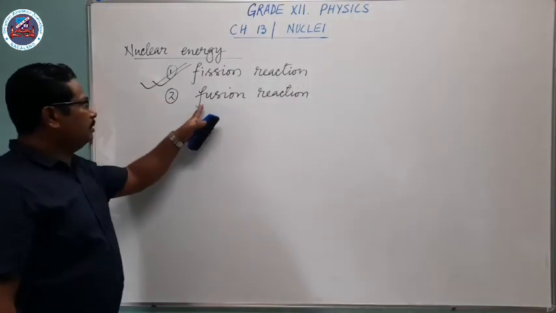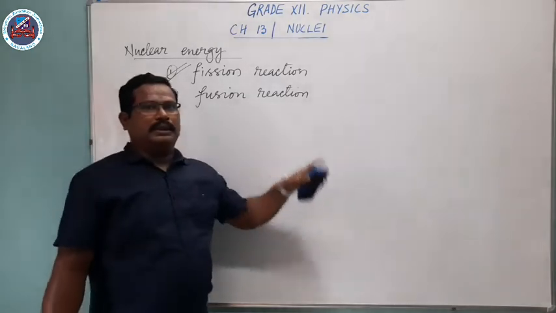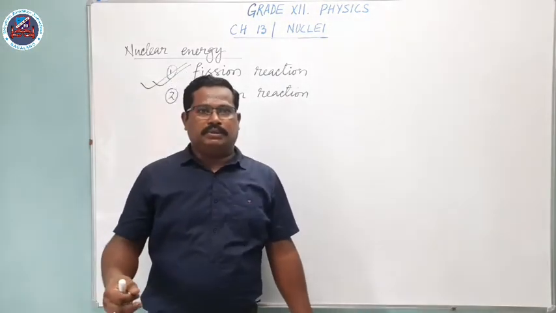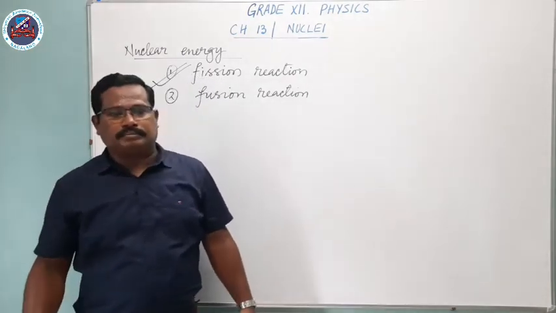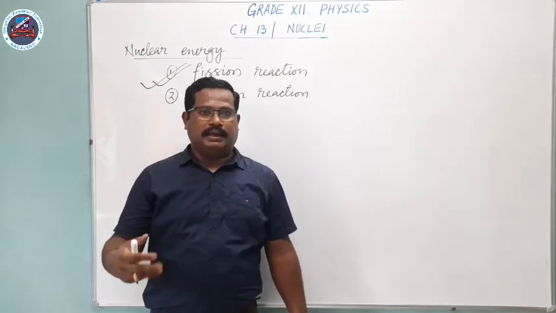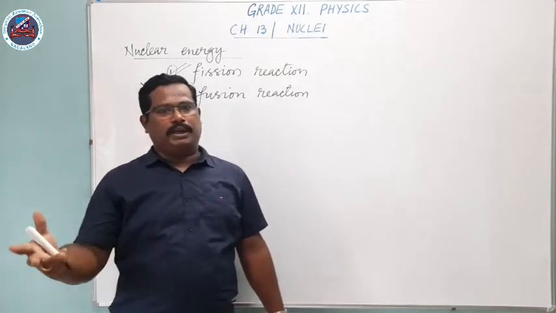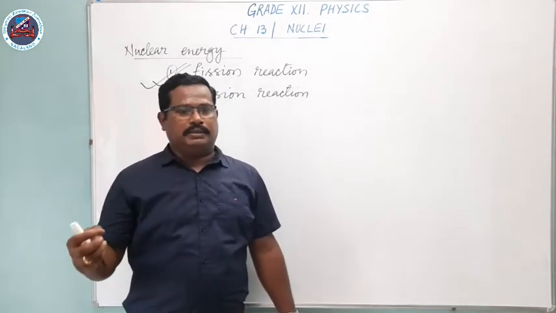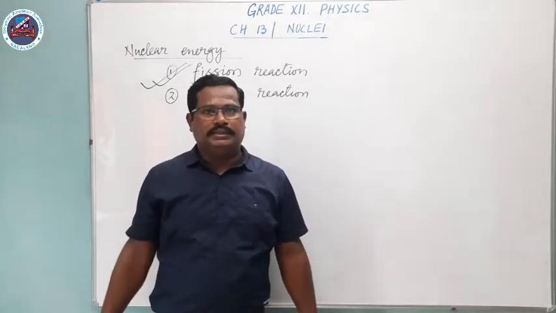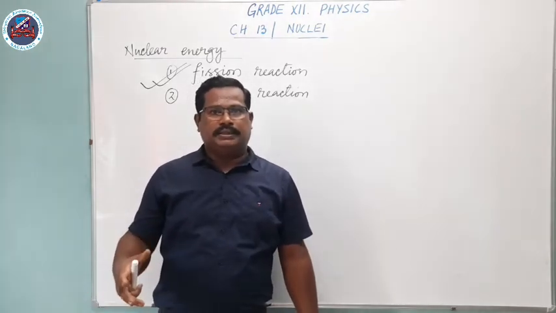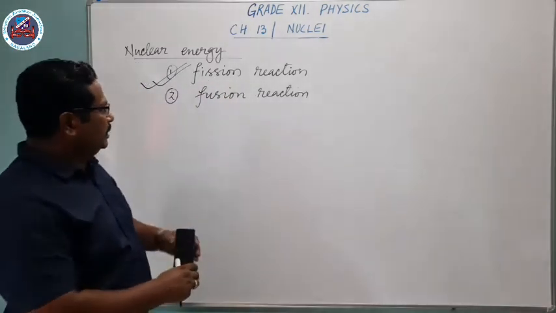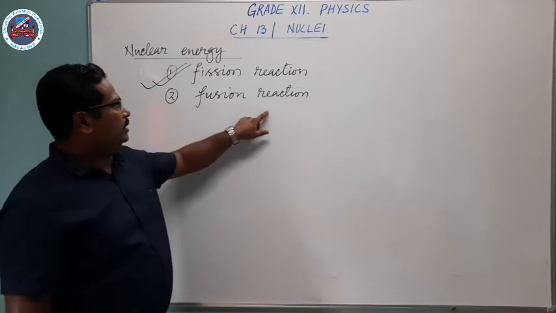Whereas in the case of fusion reaction, lighter nuclei with mass numbers less than 10 combine together to form a heavier nucleus, and when they become heavy, the nucleus becomes stable. During that process also energy is released. That energy we also call nuclear energy, as we get during fission reaction.